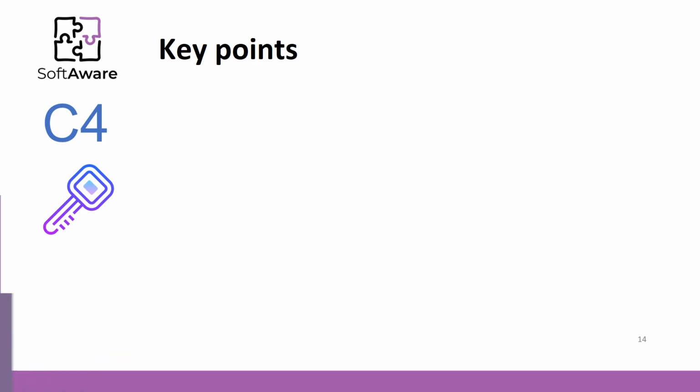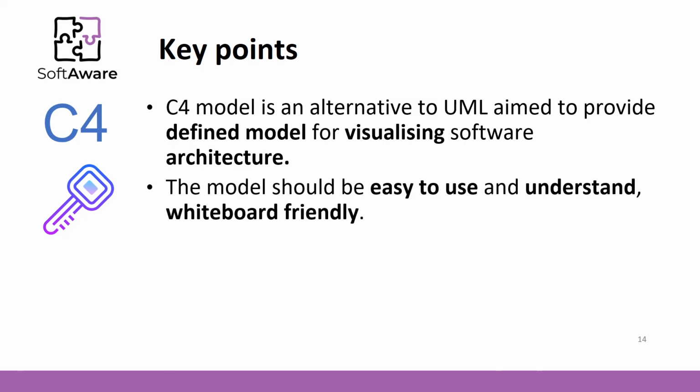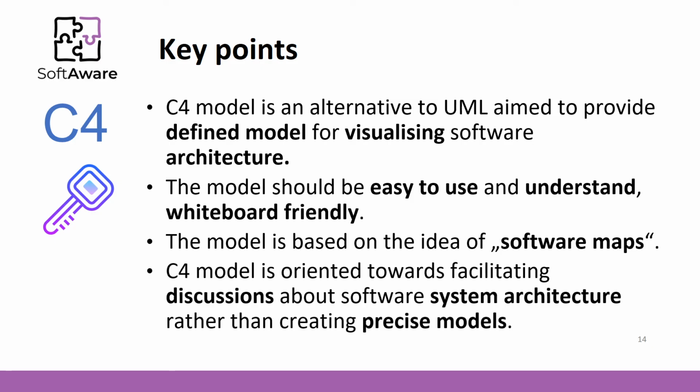Now let's remember what we've already learned in this lecture. The C4 model is an alternative to UML that provides a defined model for software architecture visualization. The model should be easy to use and understand, whiteboard friendly. The model is based on the idea of software maps. The C4 model is oriented towards facilitating discussions about software system architecture rather than creating precise models.